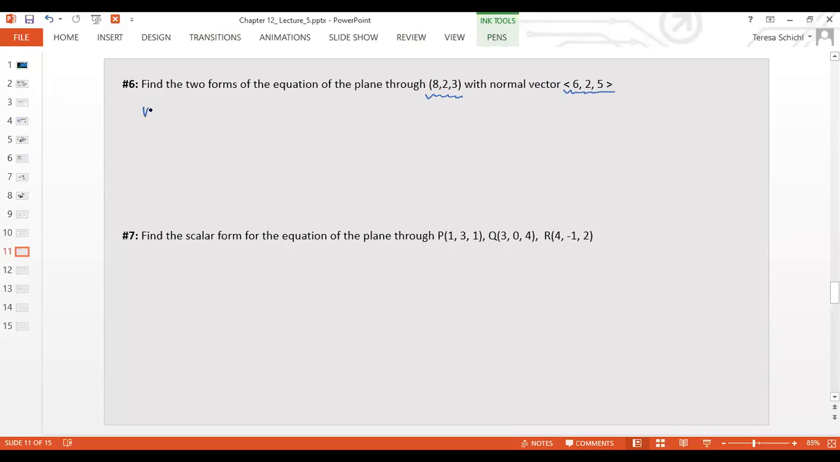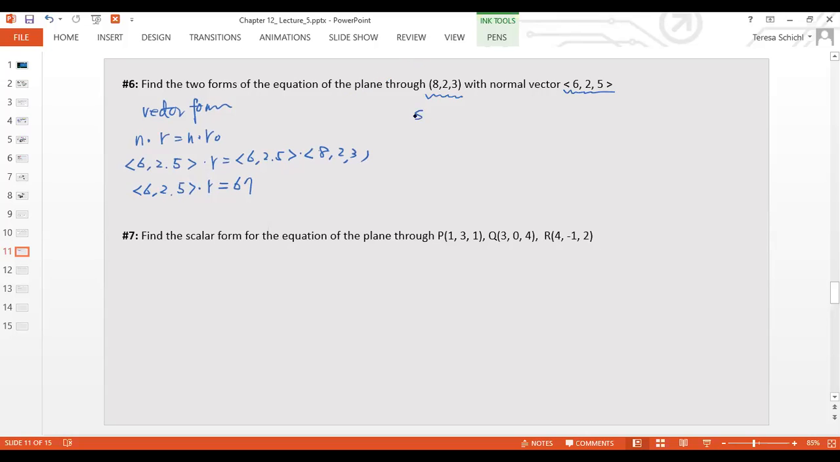So the vector form, like we said, is n dot r equal to n dot r0. Here n is (6, 2, 5), so I have (6, 2, 5) dot r equal to (6, 2, 5) dot (8, 2, 3). If you do the dot product, it will be 67.